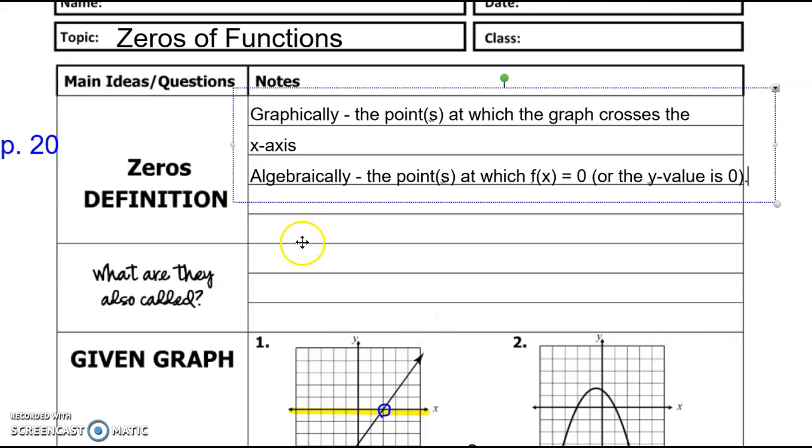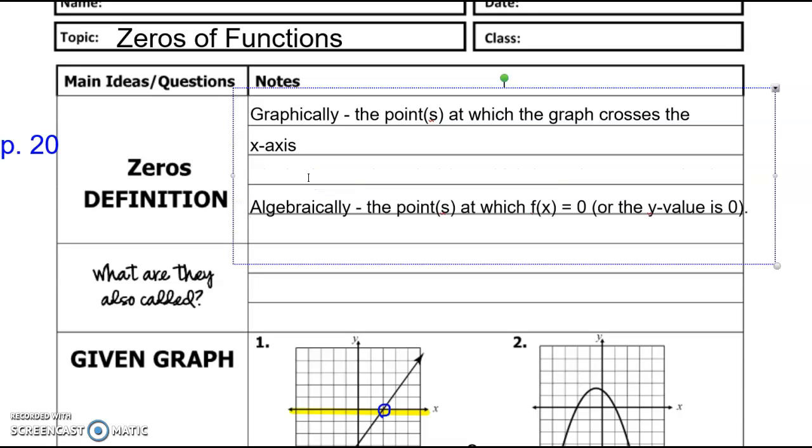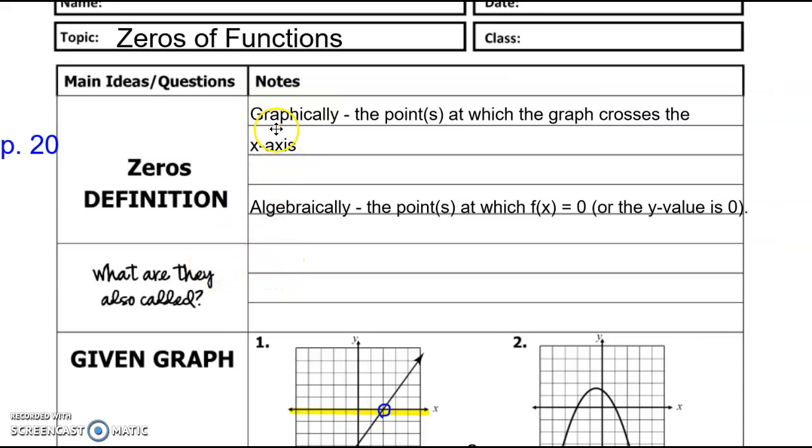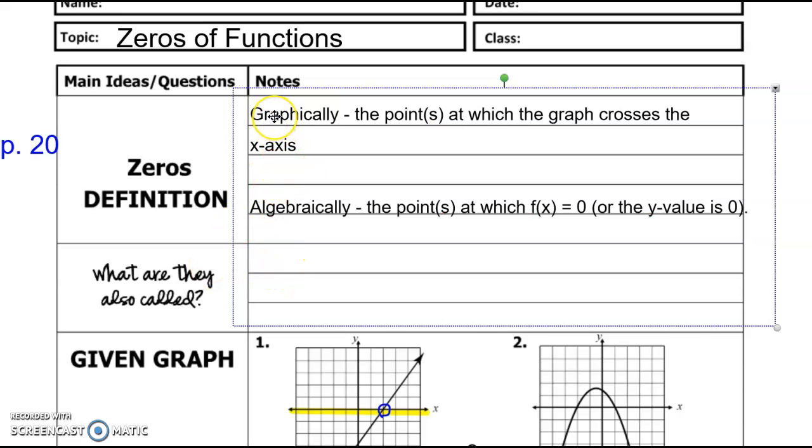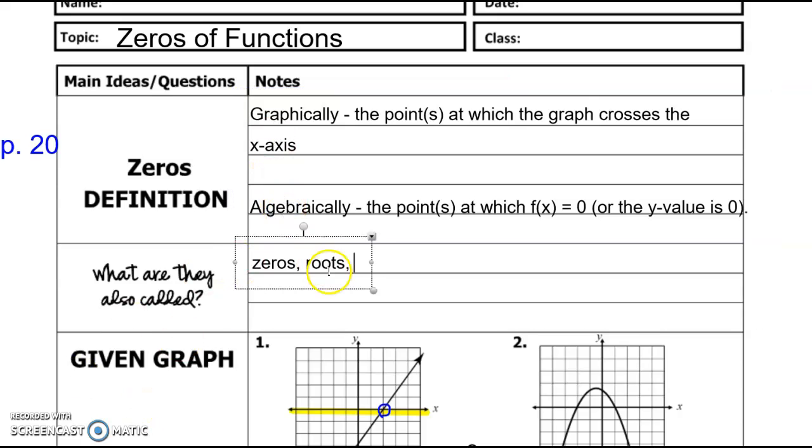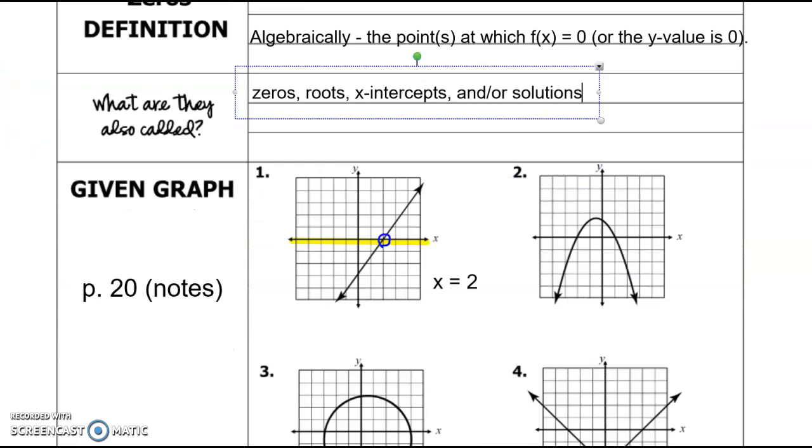Other names for these besides zeros: they could also be called roots, x-intercepts, where does it intercept the x-axis, and or solutions. Okay. So let's do some more examples on page 20.